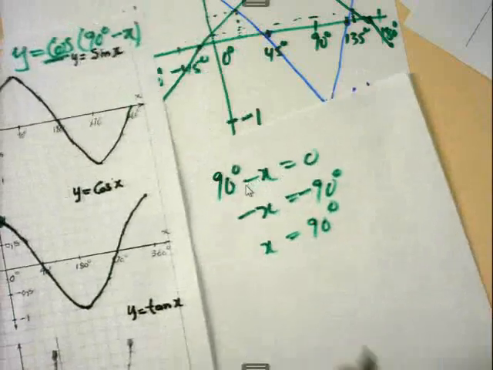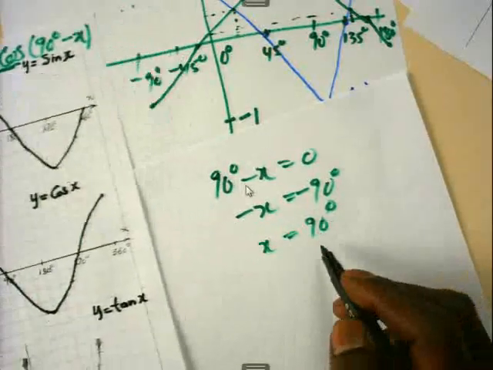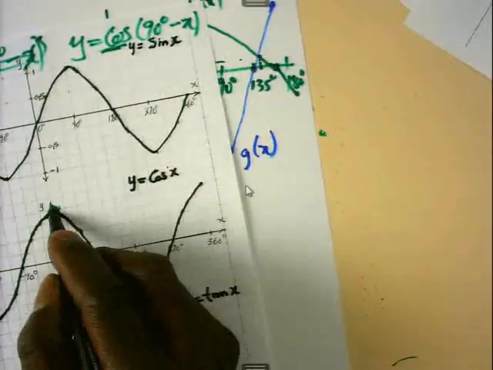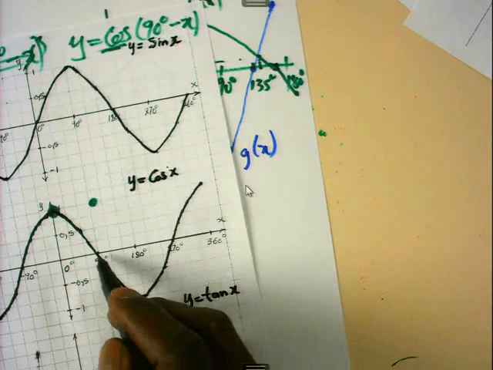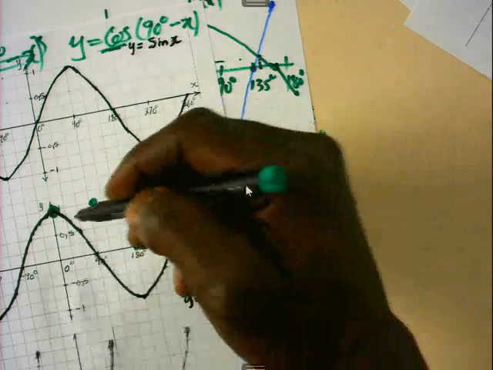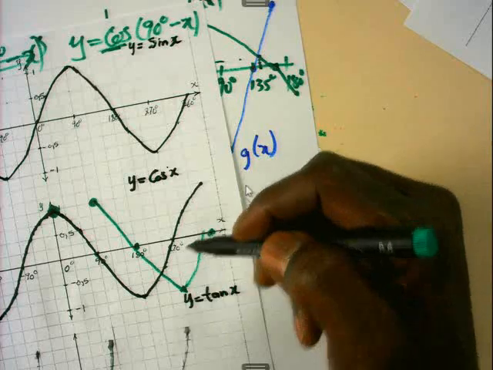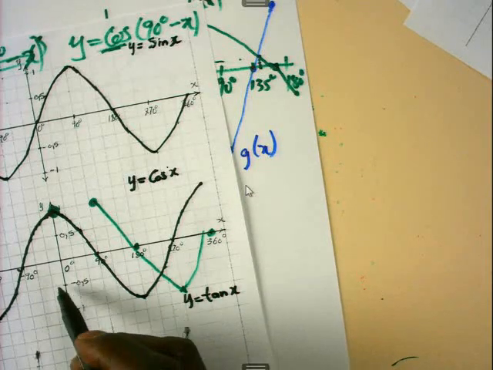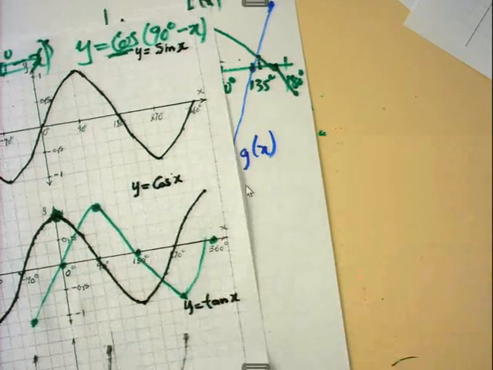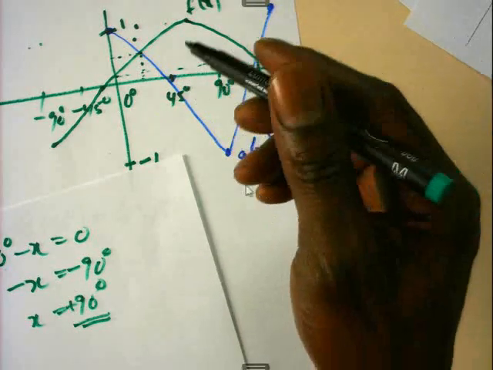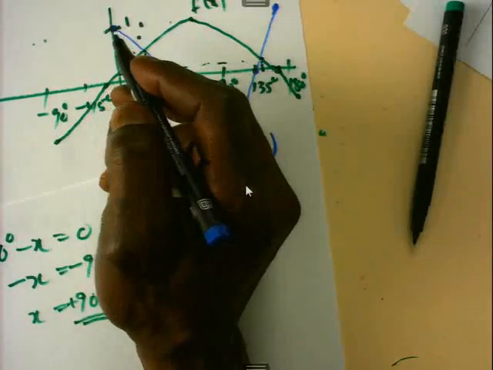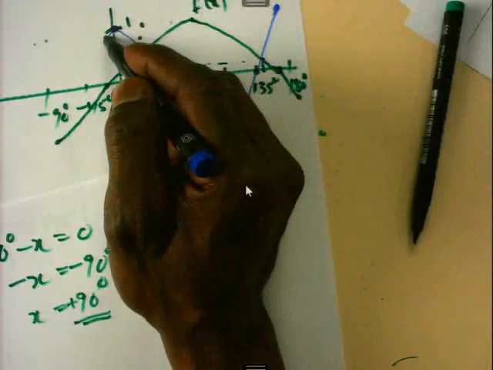So it means every point must shift to the right by 90 degrees because this is positive. So this point must move there, this point must move there, that point must move there, that point must move there, and we'll have this kind of sketch. I'm quite sure that I missed something here, which will be this line from here up to there.